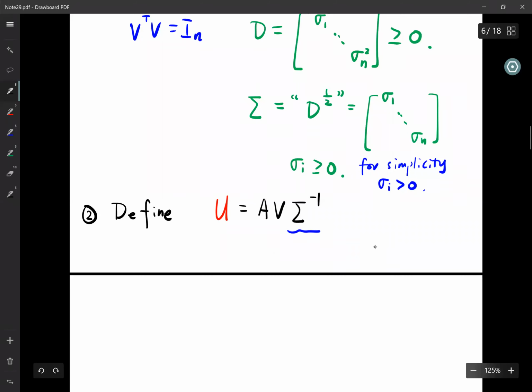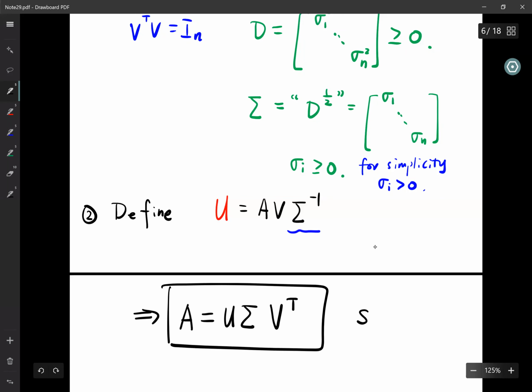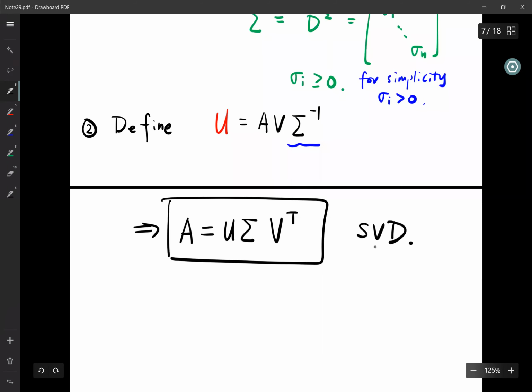So why do I want to define this matrix? This is because using this, and V is actually orthogonal, we immediately have A equals U sigma V inverse, and the inverse of V is V transpose. Therefore, this is the SVD we look for.